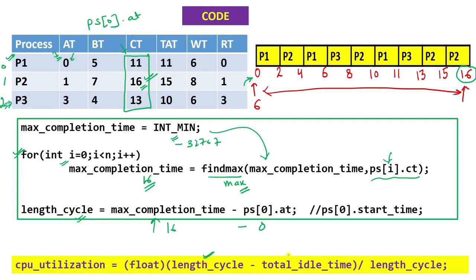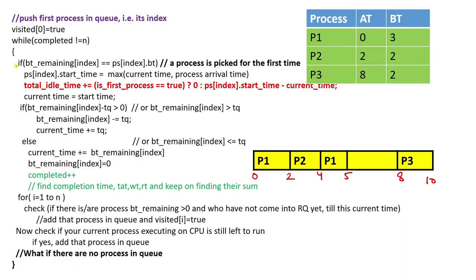Now we have to compute the total idle time so that we can compute the CPU utilization time. So let's see how we can compute the total idle time. Here you can see we have added the total idle time line in this if. This is the example we have taken, because in this example we have idle time from here to here, 5 to 8, that is 3 units of idle time. We have taken this total idle time variable, and initially it will be 0.